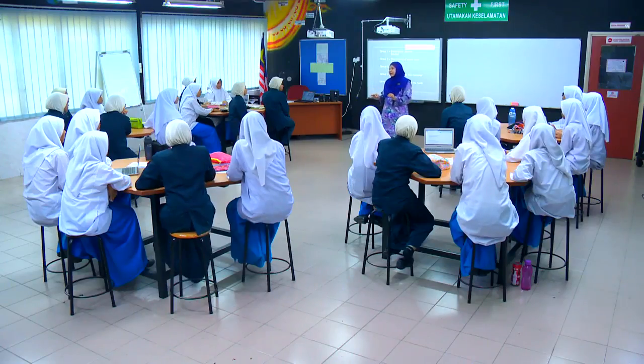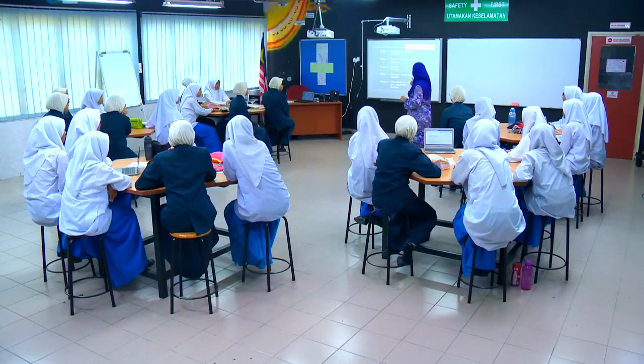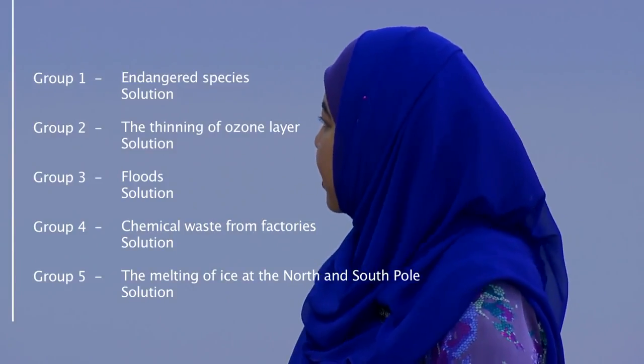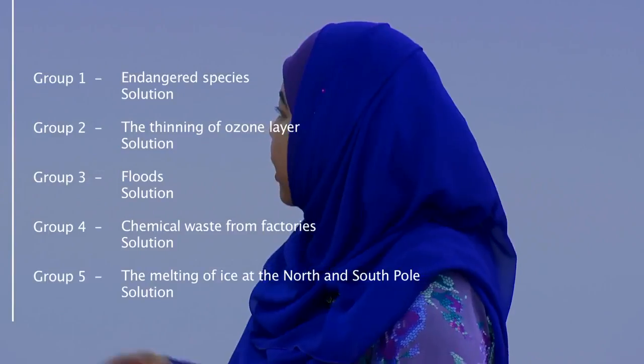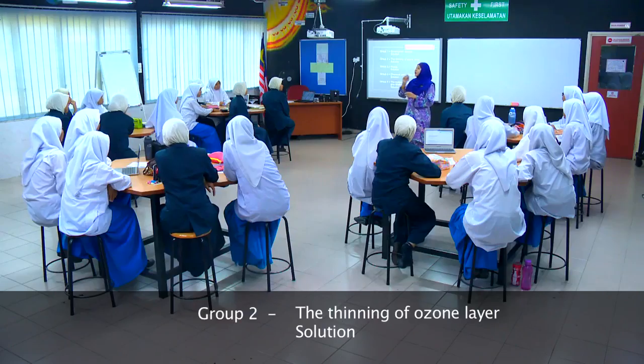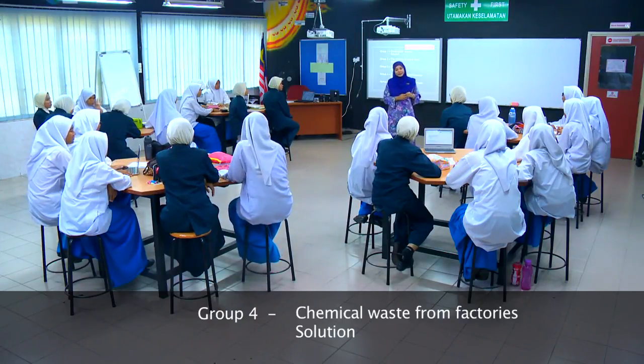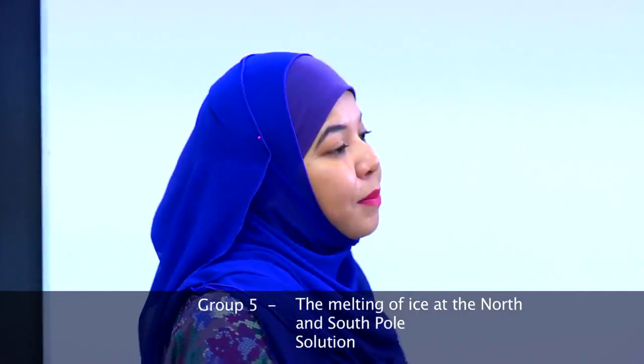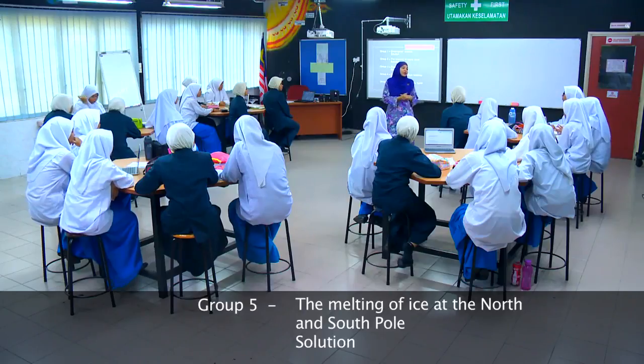Alright, now I have a task for all the members in the group. Each group will discuss a pollution related problem and you have to provide a solution for each problem. So in the slide you can see I have prepared 5 problems and each group will get 1. Group 1, please discuss the endangered species and the solution. Group 2, the thinning of the ozone layer. Group 3, you will discuss floods. And group 4, chemical waste from factories. And the last group, the melting of ice caps at the North and South Pole.